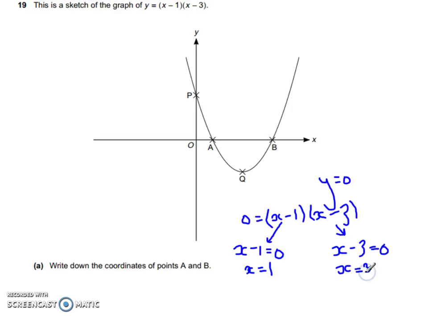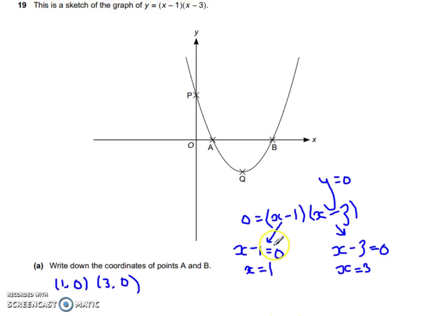Now that's all good, but it wants the coordinates. So for point A, we go along the corridor, so I'm going to go along 1. So my first coordinate will be 1, comma, and we already know that our y coordinate is 0 because it's on the x-axis. So A is (1, 0). And B is, well, I've gone along 3 because we worked out that x could be 3. And again, the y value will be 0 because it's on the x-axis.